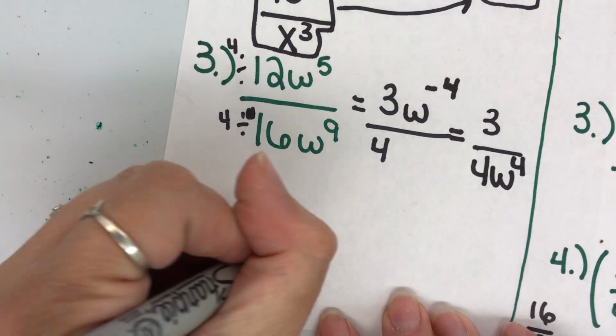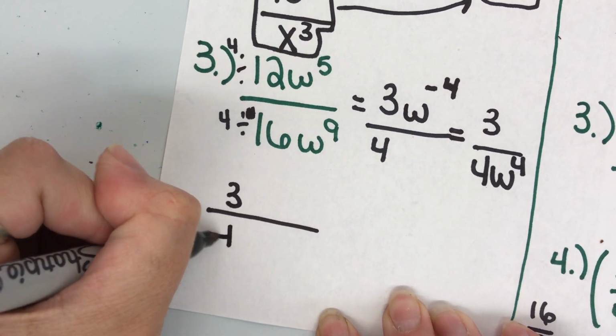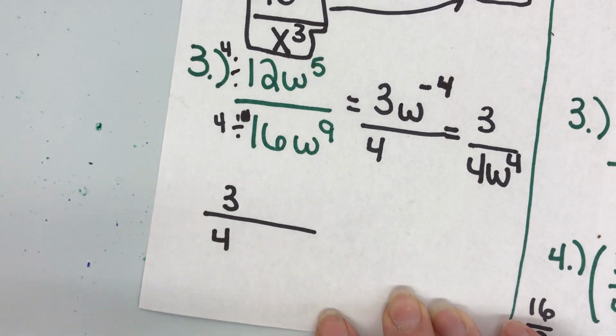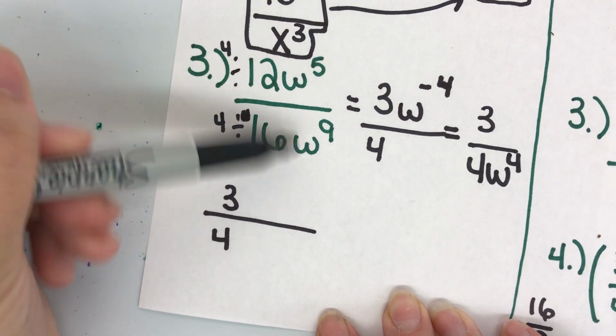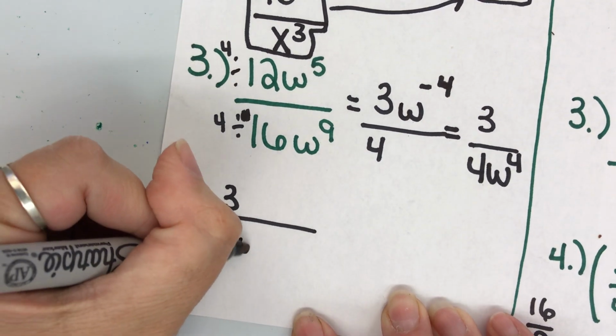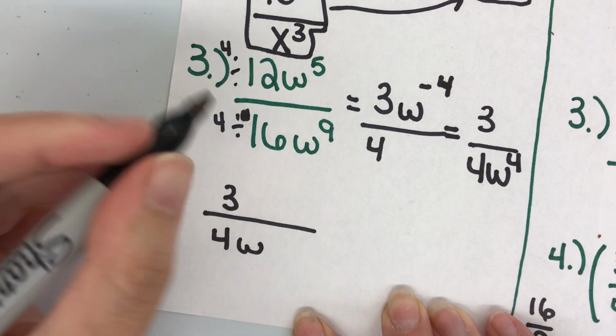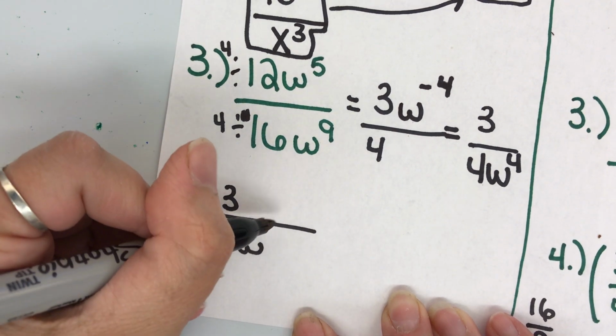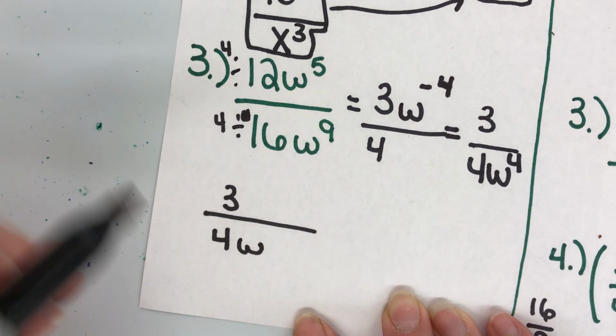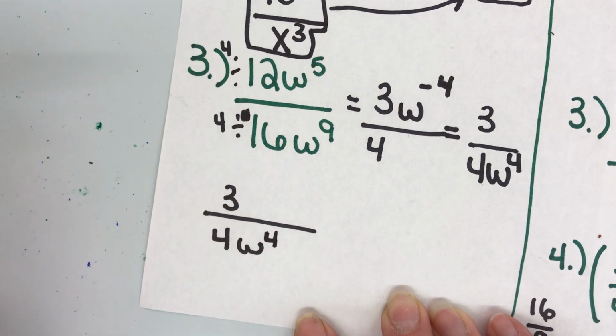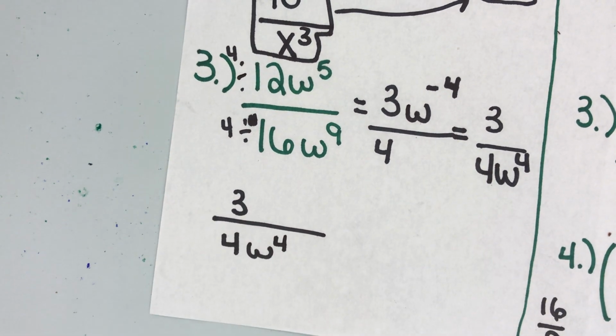And the other way to do it is just to look at it. Still make the 12 over 16 3 over 4. Say to yourself, where are there more w's? There are more w's in the bottom, so they're going to stay in the bottom. And the excess is what's staying in the bottom. So once I cross off essentially what they have in common, 4 is going to be left over. And I'm getting the same answer.